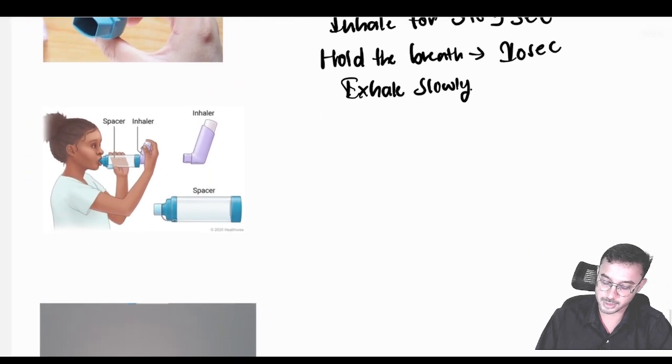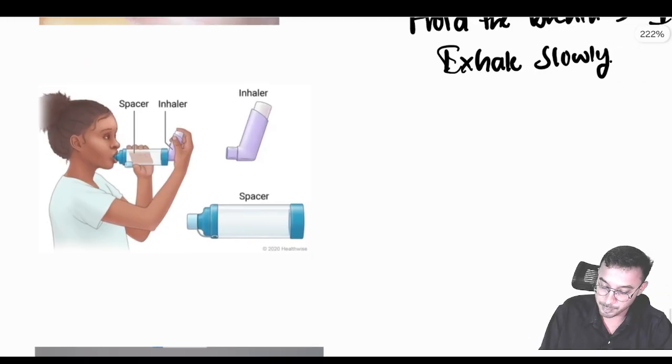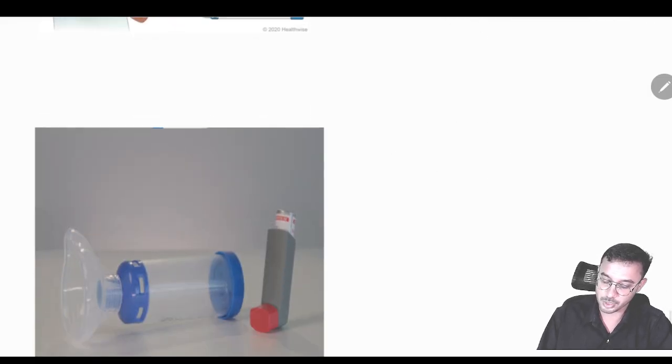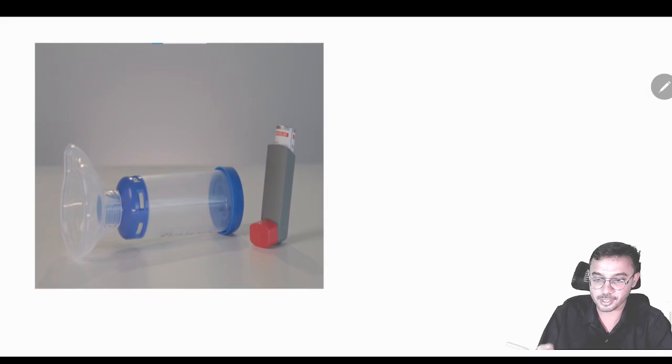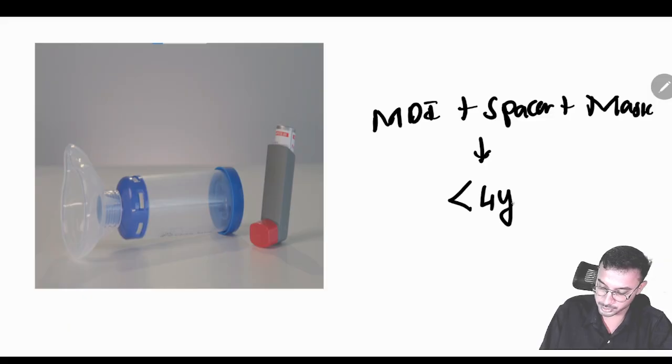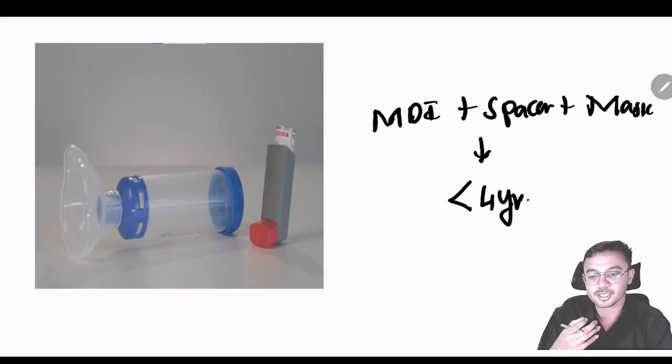And now what is this? This is the meter dose inhaler, which I have explained earlier, and this is a spacer, right? So this is MDI plus spacer. Okay, if the patient is a child, then what are you going to use? This is MDI plus spacer plus face mask. This is used for children less than 4 years, because they don't know how to use it, so that's why.